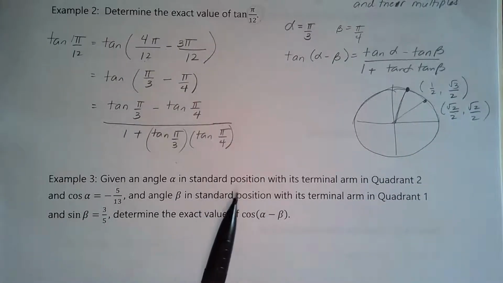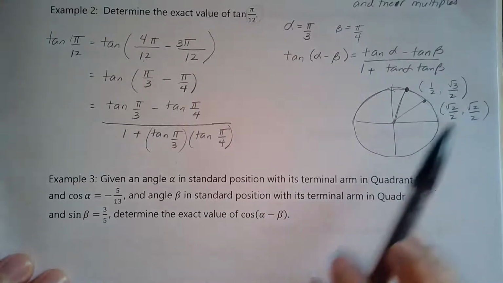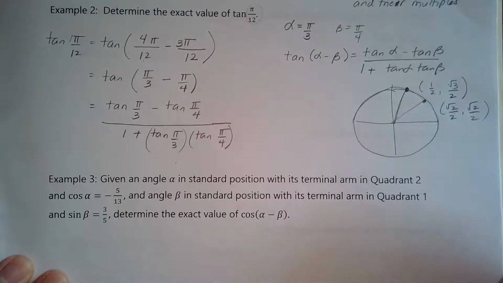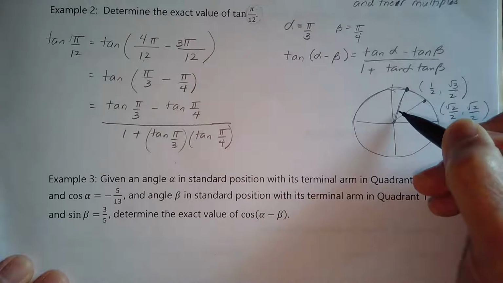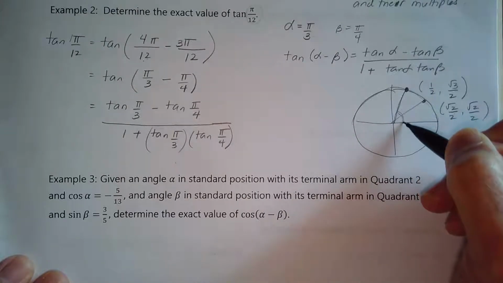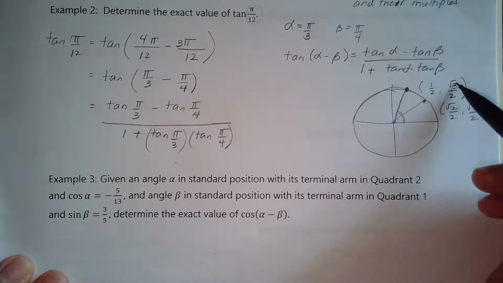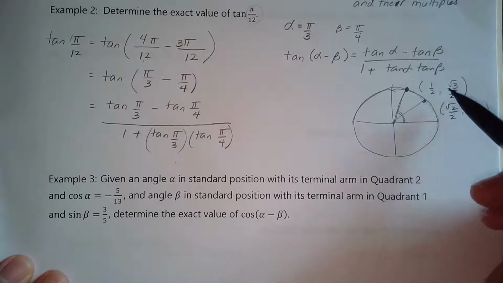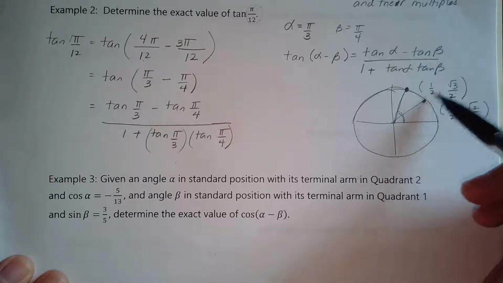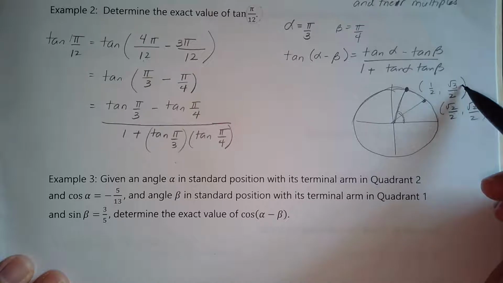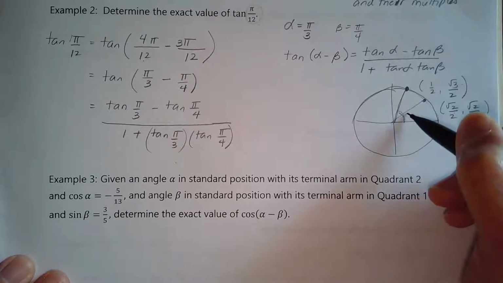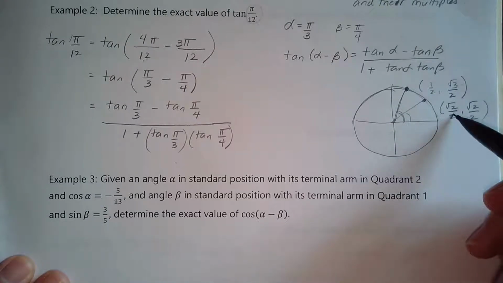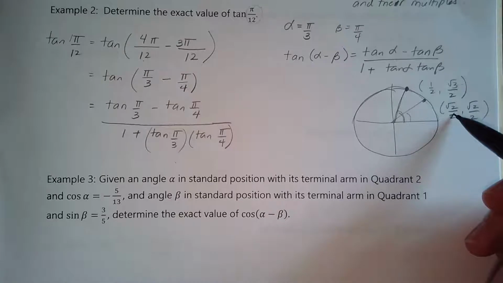We want tangent. So what is tangent? Tangent is sine divided by cos. So that means the tangent of pi by 3 is root 3 over 2 divided by 1/2. If we do that, root 3 over 2 divided by 1/2, the 2's cancel. We're left with root 3. And then tangent of pi by 4 is root 2 over 2 divided by root 2 over 2, which is 1.